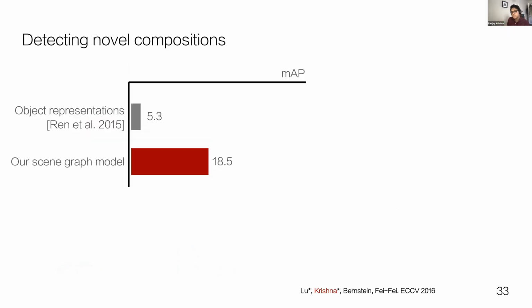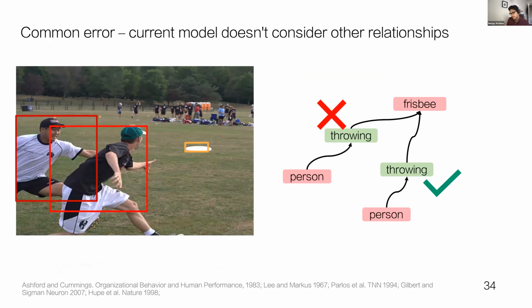And our model was able to improve mean average precision over detecting objects and relationships by about 3x as compared to a variant that was trained using object features to learn relationships. And while this result was encouraging, we wanted to see if we could push this performance further. So we began analyzing what were the common sources of error. And we found one type of error that kept on appearing.